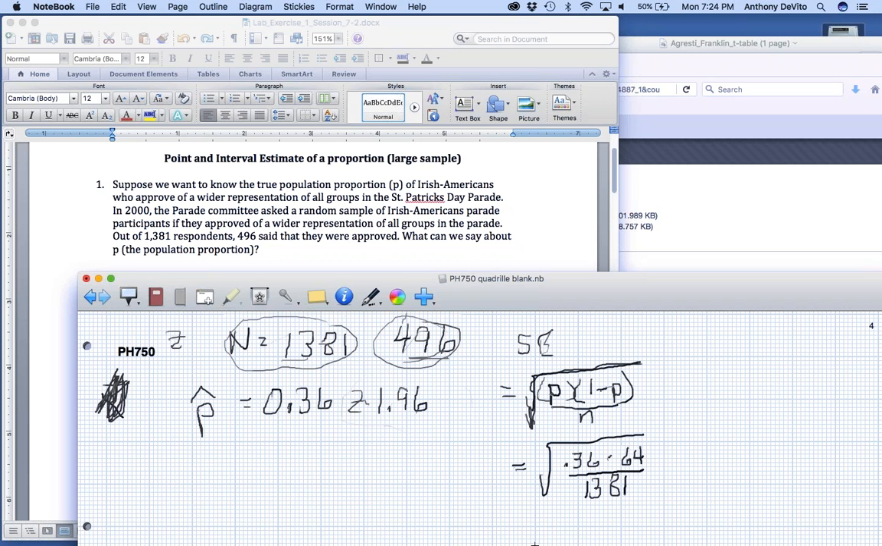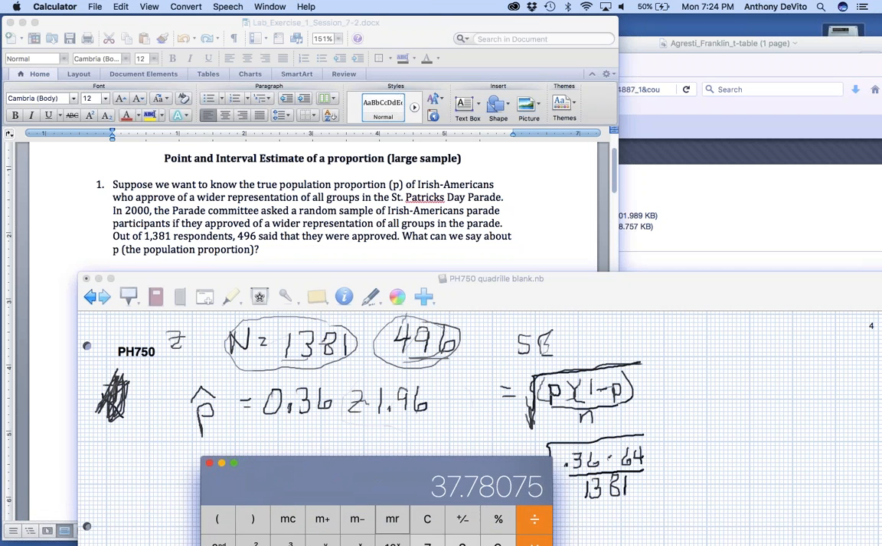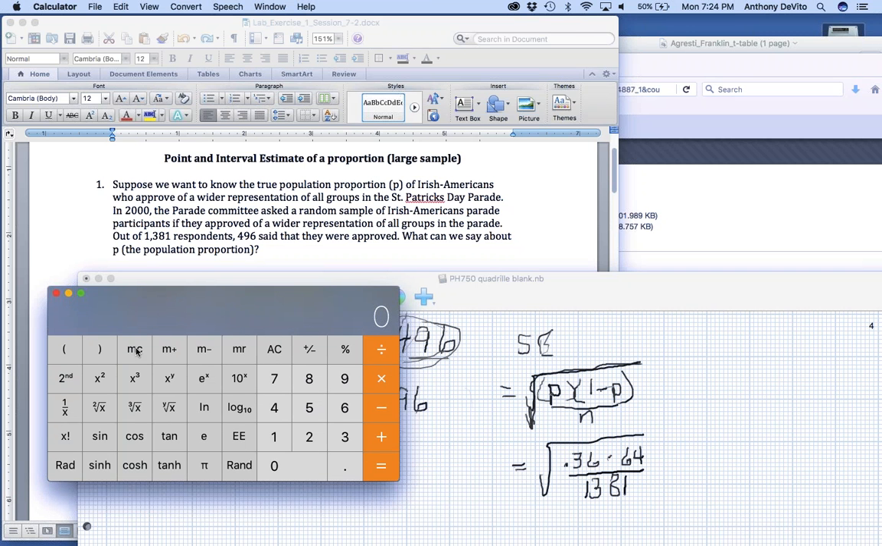Okay, so let's do that calculation here. I'm rushing because I want to get it done ahead of you. 0.36 times 0.64 divided by 1381 equals. Okay, that's the inside of that square root.